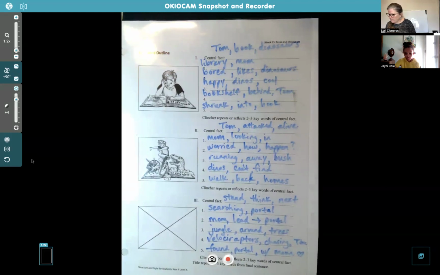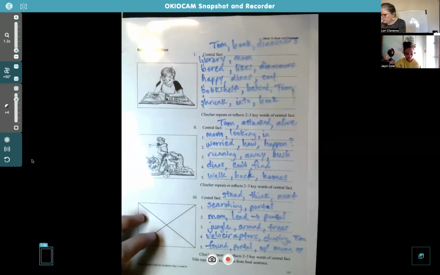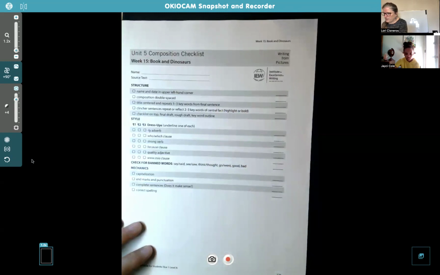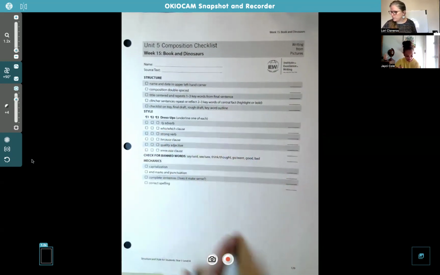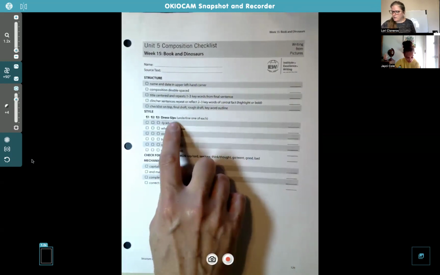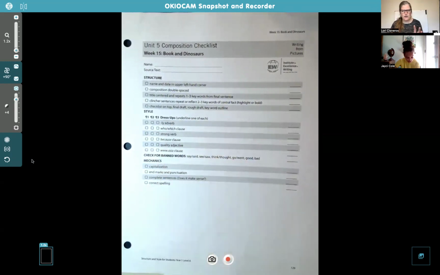Okay. So let's check the checklist really quick because we have something new on here now. We actually have six dress ups now. So look at your, this is page 129. We have six now, but don't worry, that's the maximum. We're not going to have any more than six.